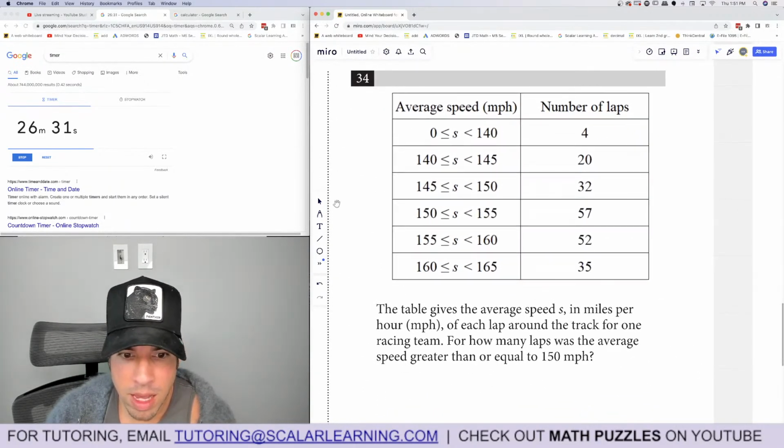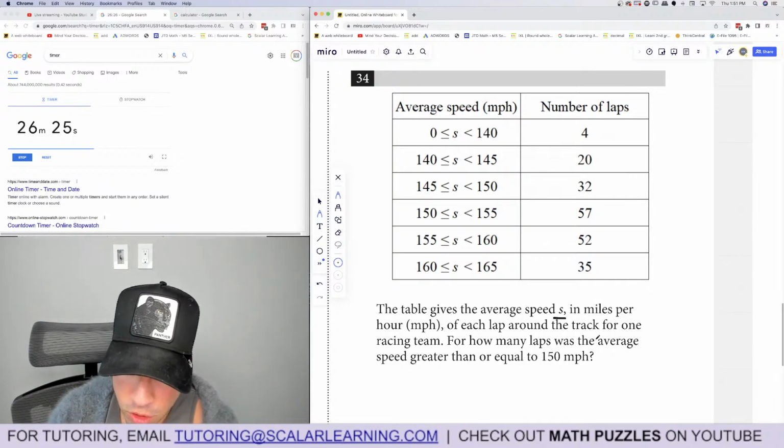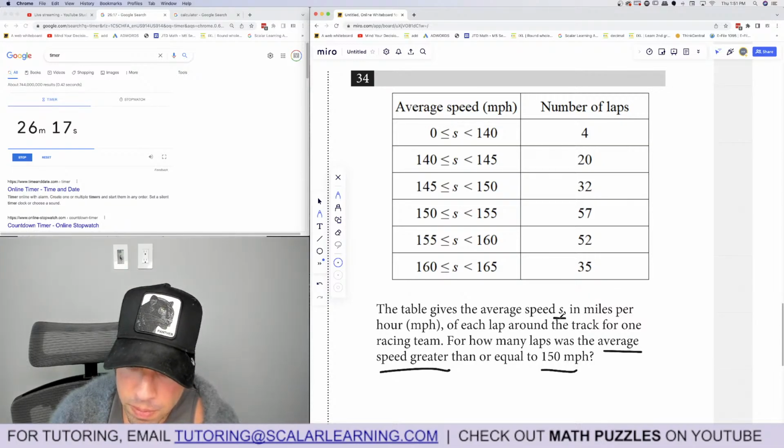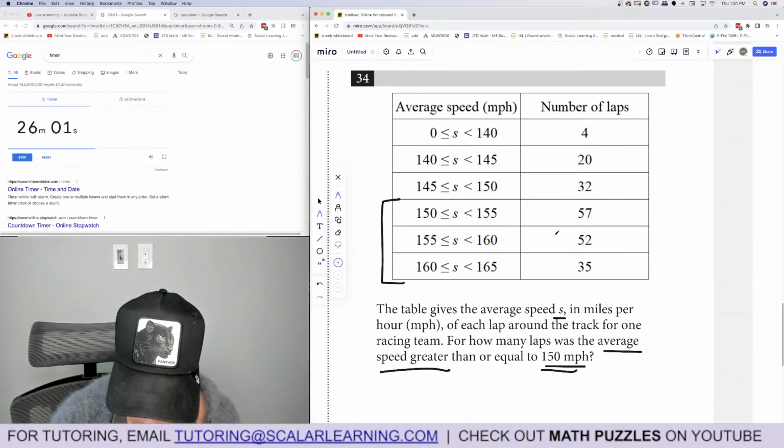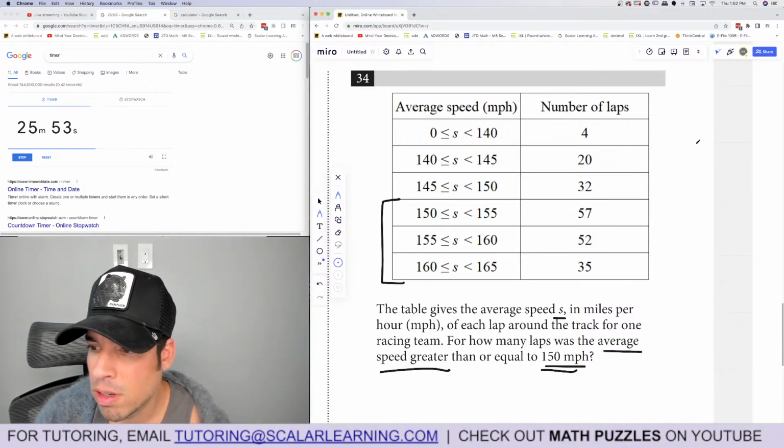Average speed, number of laps. The table gives the average speed s in miles per hour of each lap around the track for one racing team. For how many laps was the average speed greater than or equal to 150? Hold on. Okay. Greater than or equal to 150. So here's 150, 155, so it's all of these, right? Am I oversimplifying this?